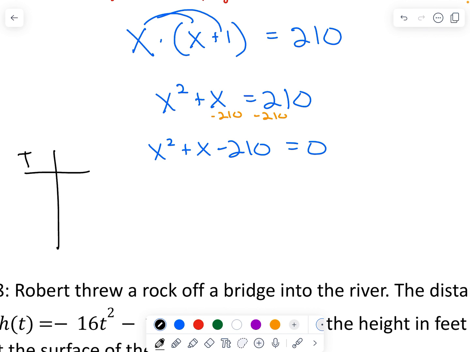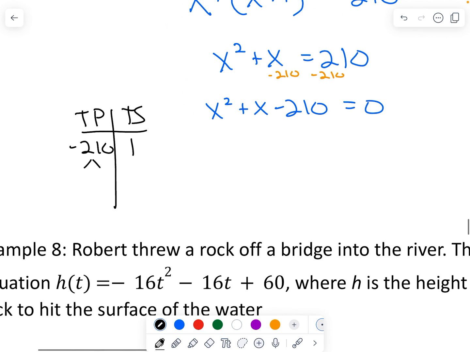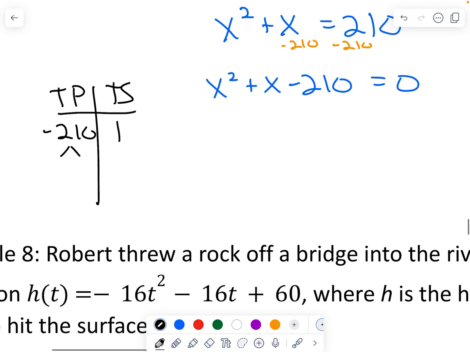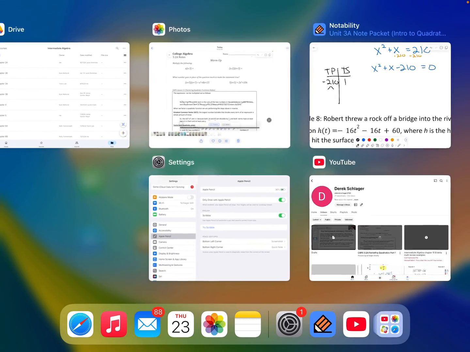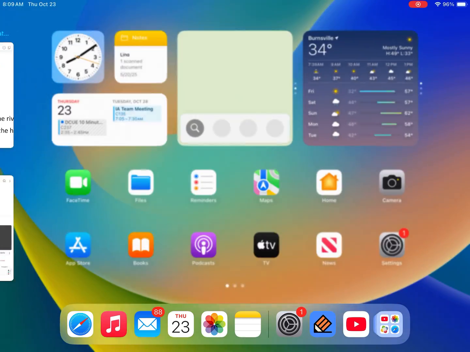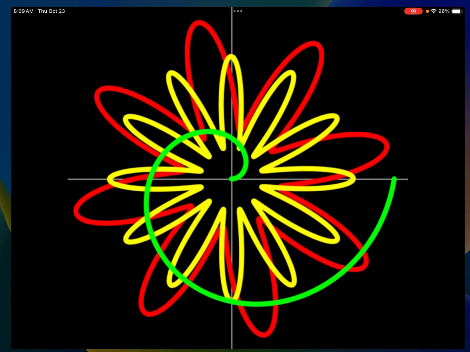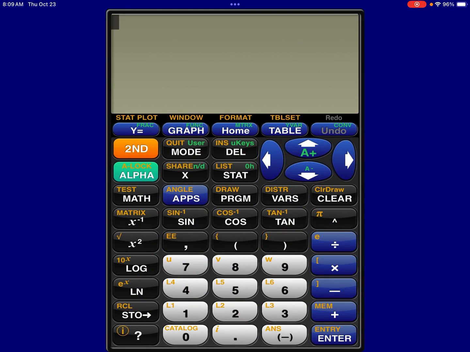So I'm going to get my target product, target sum table out. A times C and B. And then I'm looking for two numbers that multiply to negative 210 and add up to 1. That means that these two numbers are going to be very close together. They're just going to be 1 apart. So I'm going to cheat a little bit. I'm going to take the square root of 210.